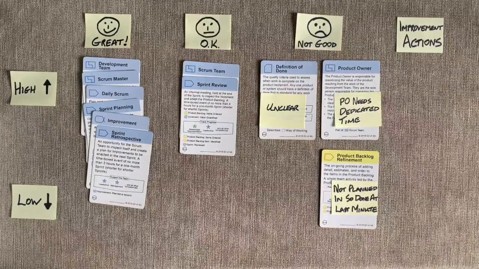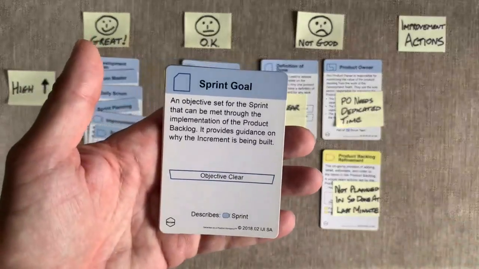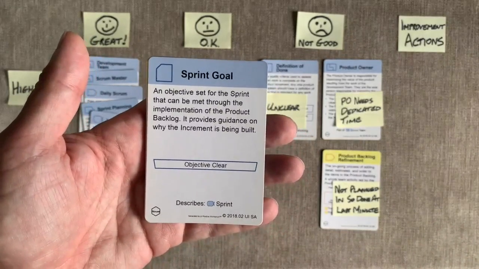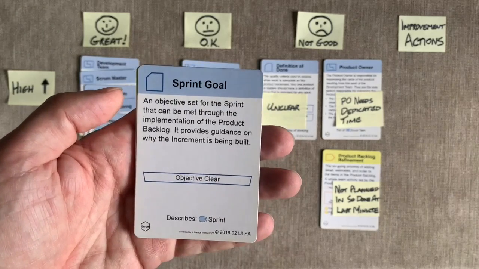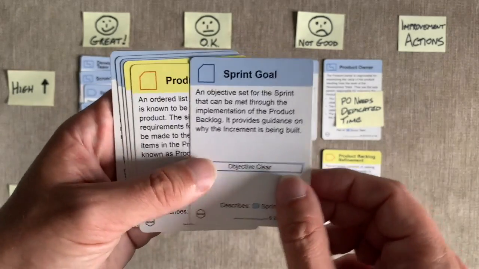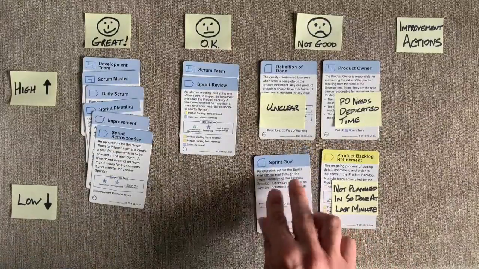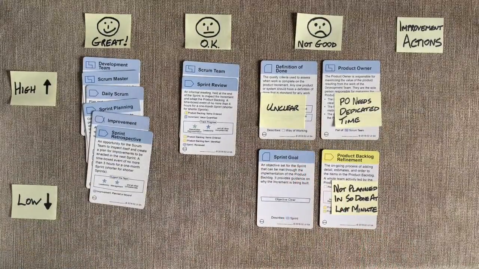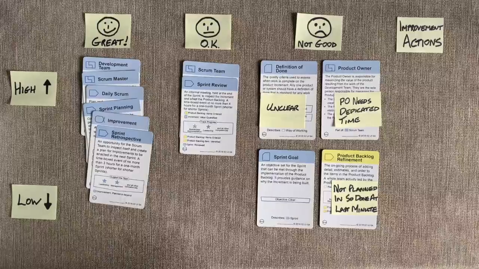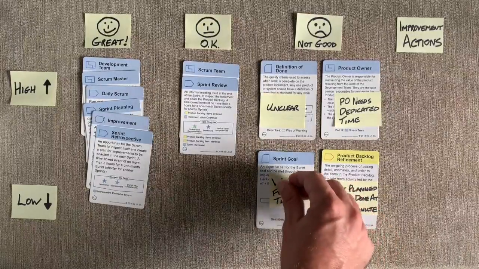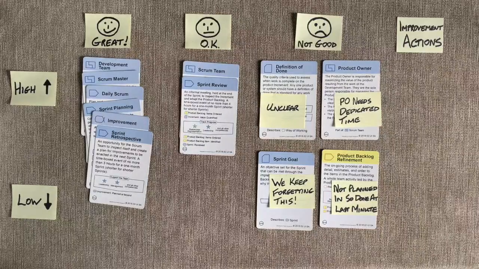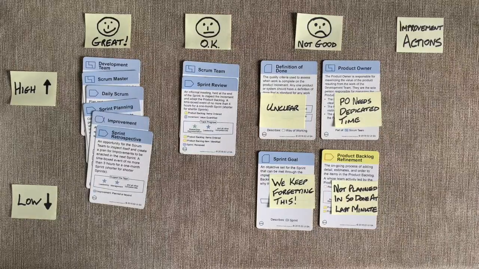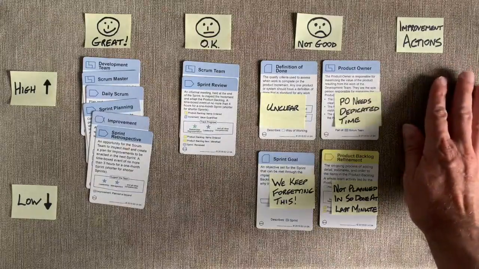As we go through the deck, we might even come across things that the team wouldn't normally have brought up in a retrospective. Here's something that they've forgotten. They used to do it at the beginning, but somehow they've just forgotten to do this sprint goal. And that's a good reminder that we should probably do something there. We keep forgetting it. So we've got a few items now in our not good column. That's enough for this example, but really we want to move on to the next stage for improvement actions.